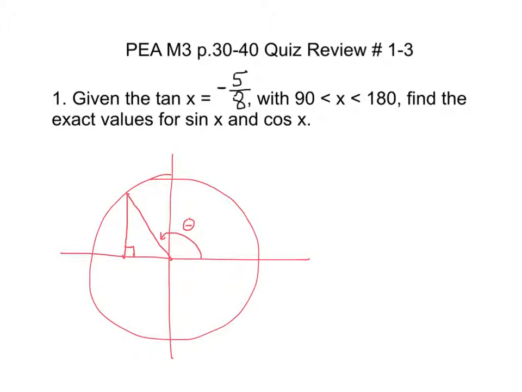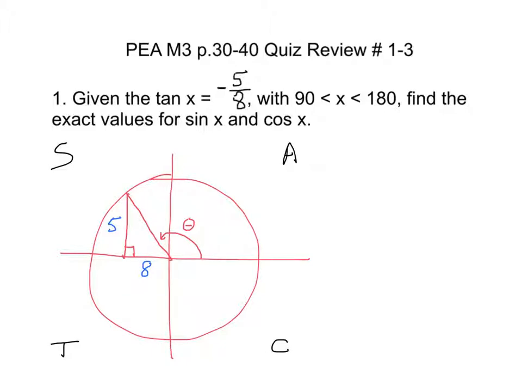So since it's in quadrant 2, we've done this a million times. All students take calculus, so therefore tangent is negative in quadrant 2, and we knew that from here. So we take the value of tangent x, -5/8, and how do we incorporate that into our reference triangle? Alex? The opposite side is 5 and the adjacent side is 8. Perfect. The opposite side is 5. The adjacent side is 8.